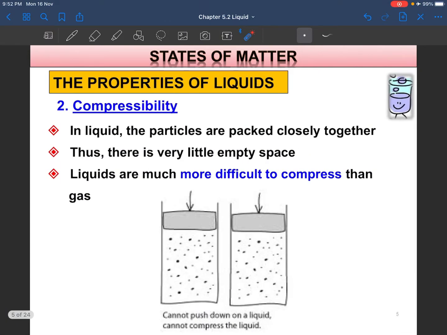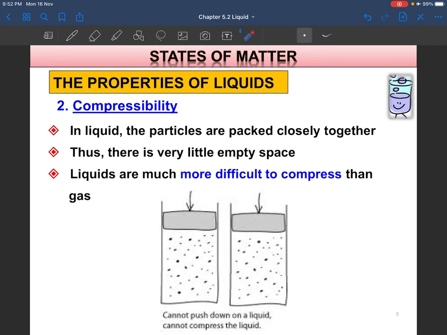Alright, so next one, compressibility. Compressibility maksudnya boleh press ke tak air tu, macam tu lah. In liquid, the particles are packed closely together, thus there is very little empty space. Liquids are much more difficult to compress than gas. Okay, gas senang nak compress.